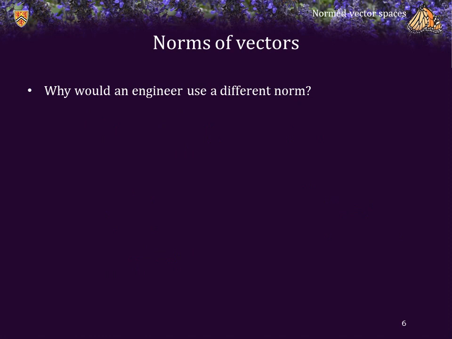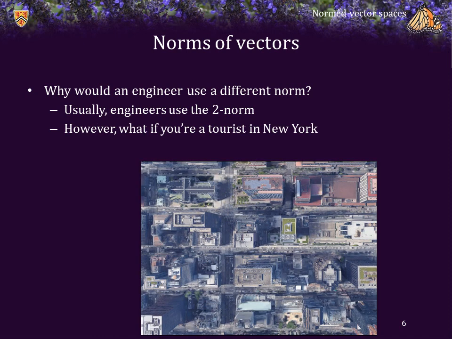Now, why would an engineer want to use a different norm from the 2 norm? After all, the Euclidean norm is used very often by engineers and often for good theoretical reasons. However, in some cases, the 2 norm may actually be inappropriate. Suppose you're a tourist in New York, or perhaps you're authoring an app for a tourist in New York. You'd like to get from the entrance of the St. Patrick's Cathedral and you'd like to go to the entrance of the Museum of Modern Art.